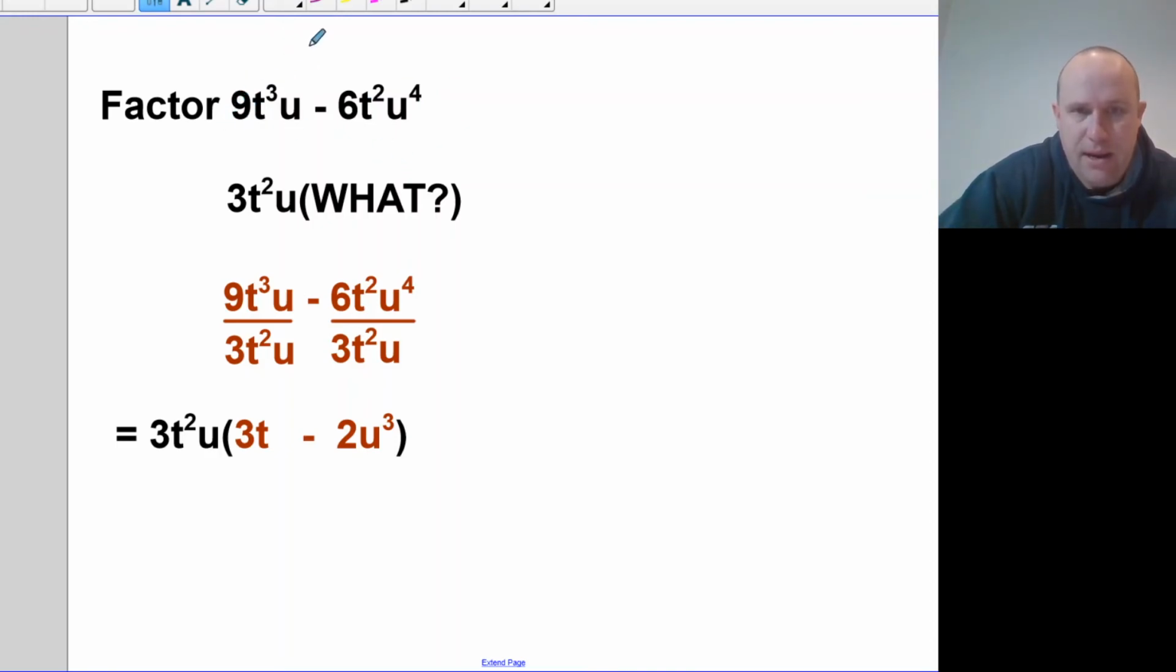Now, as we move on to slightly more complicated questions with higher powers and possibly more letters, it's still the same idea. 9 and 6, GCF is 3. T cubed and T squared, go with the lowest power. U to the 1, U to the 4, go with the lowest power, which is U.